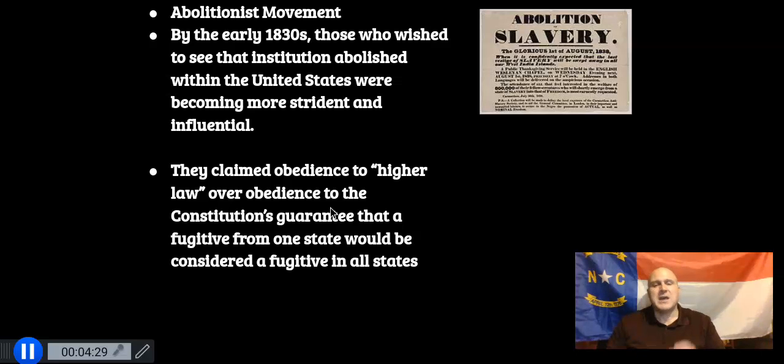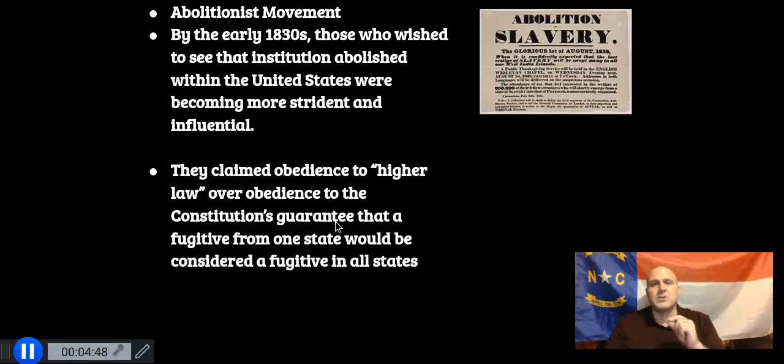They thought that it was the constitutional right to say that, yes, we are right in this over the South. You are not right in this states' rights argument. Abolition of slavery needs to happen in our country. Again, abolition, the trying to get rid of slavery.